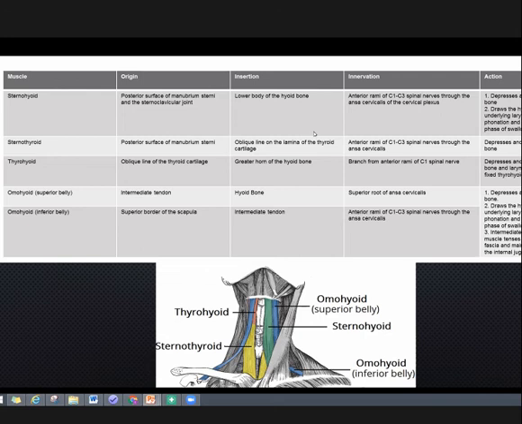The sternohyoid muscle depresses and fixes the hyoid bone and draws the hyoid bone and underlying larynx downwards during phonation and the terminal phase of swallowing. The sternothyroid also depresses and fixes the hyoid bone, and the thyrohyoid has the same action of depressing and fixing the hyoid bone and the larynx.